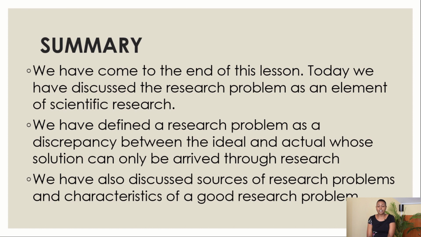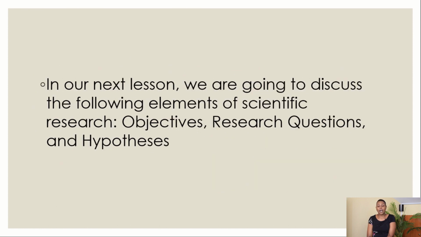Today we have discussed the research problem as an element of scientific research. We have defined a research problem as a discrepancy between the ideal and the actual, whose solution can only be arrived at through research. We have also discussed sources of research problems and characteristics of a good research problem. In our next lesson, we are going to discuss the following elements of scientific research: objectives, research questions, and hypotheses.